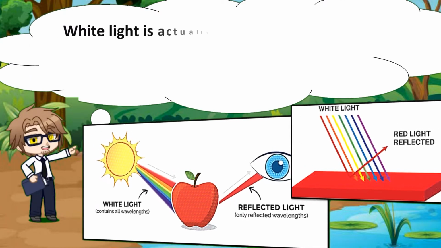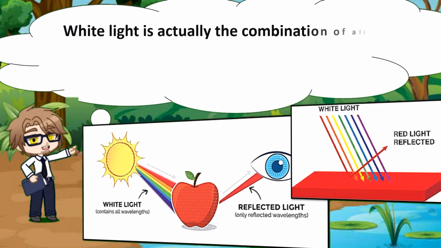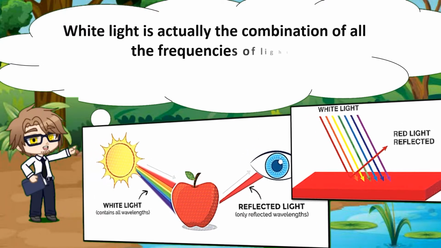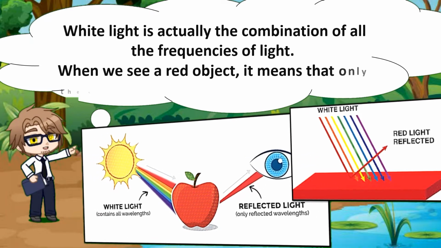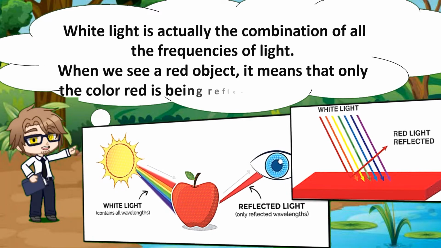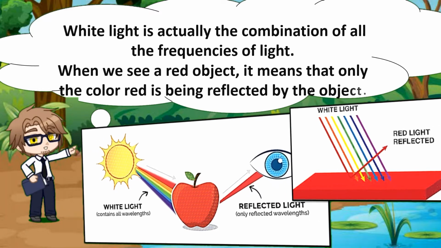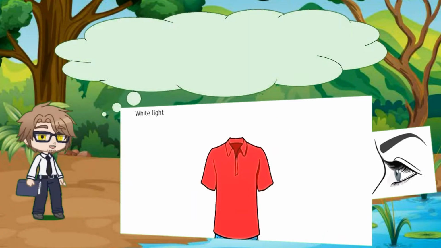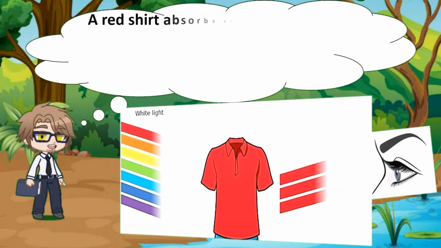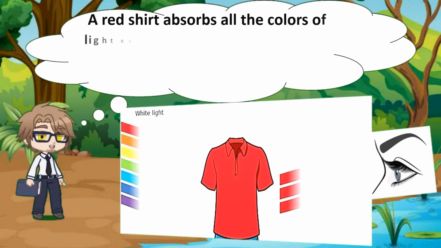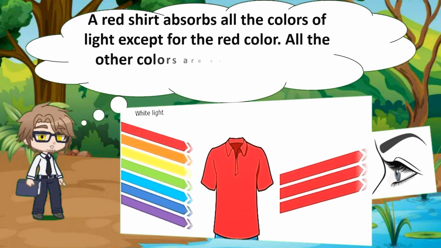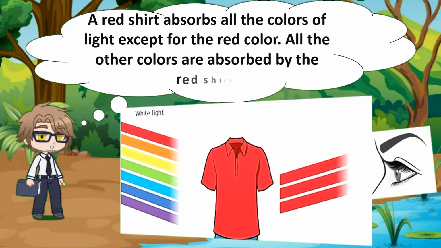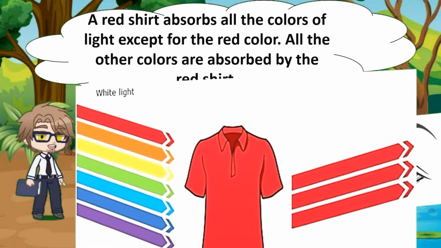White light is actually the combination of all the frequencies of light. When we see a red object, it means that only the color red is being reflected by the object. A red shirt absorbs all the colors of light except for the red color. All the other colors are absorbed by the red shirt.